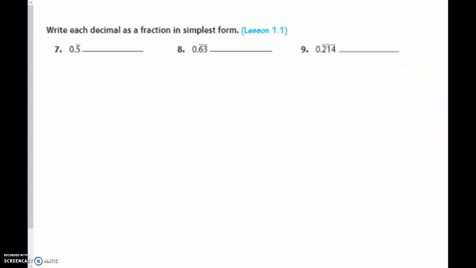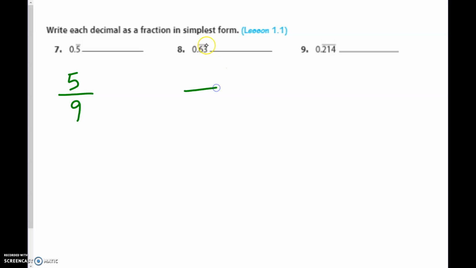All right, write each decimal as a fraction. Well, these are all repeating. So remember, when it's repeating, what we're going to have on the bottom is a 9. And this only has one digit repeating, the 5. So this is going to be 5 over 9.